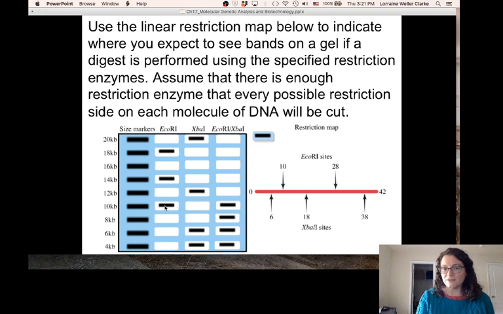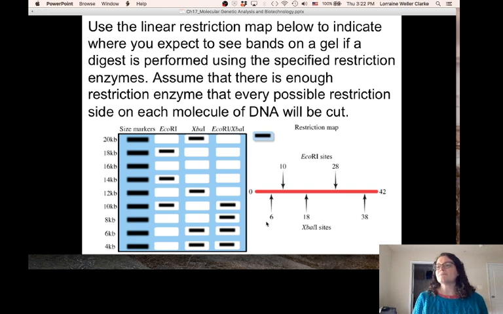EcoR1 itself has a 10 length as well, okay? Because it has a 0 to 10 fragment. Right? So you're going to see the 10 in both of these, but they're going to be actually different fragments, 18 to 28 and 28 to 38, instead of 0 to 10, because 0 to 10 is chopped up by the other XbaI.